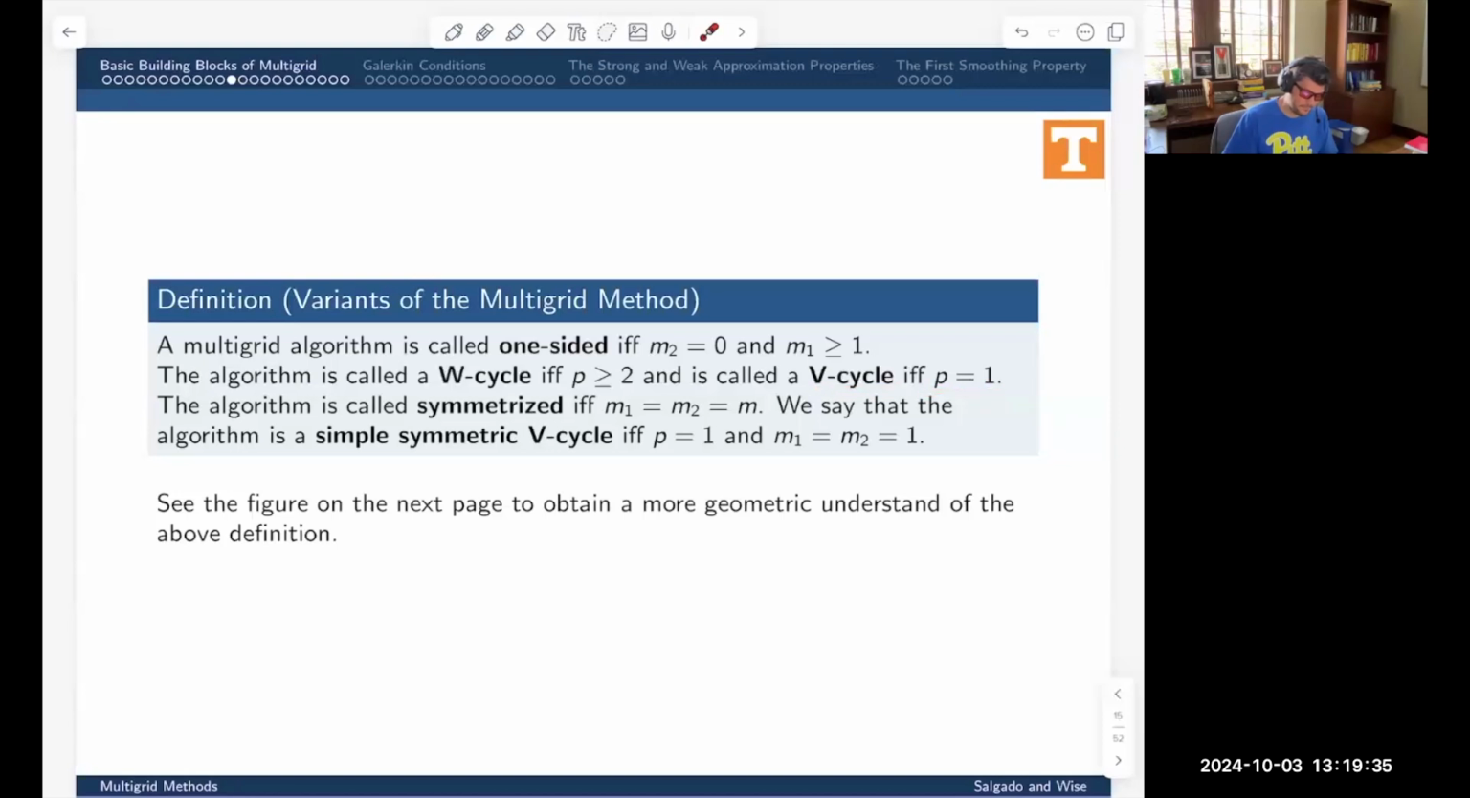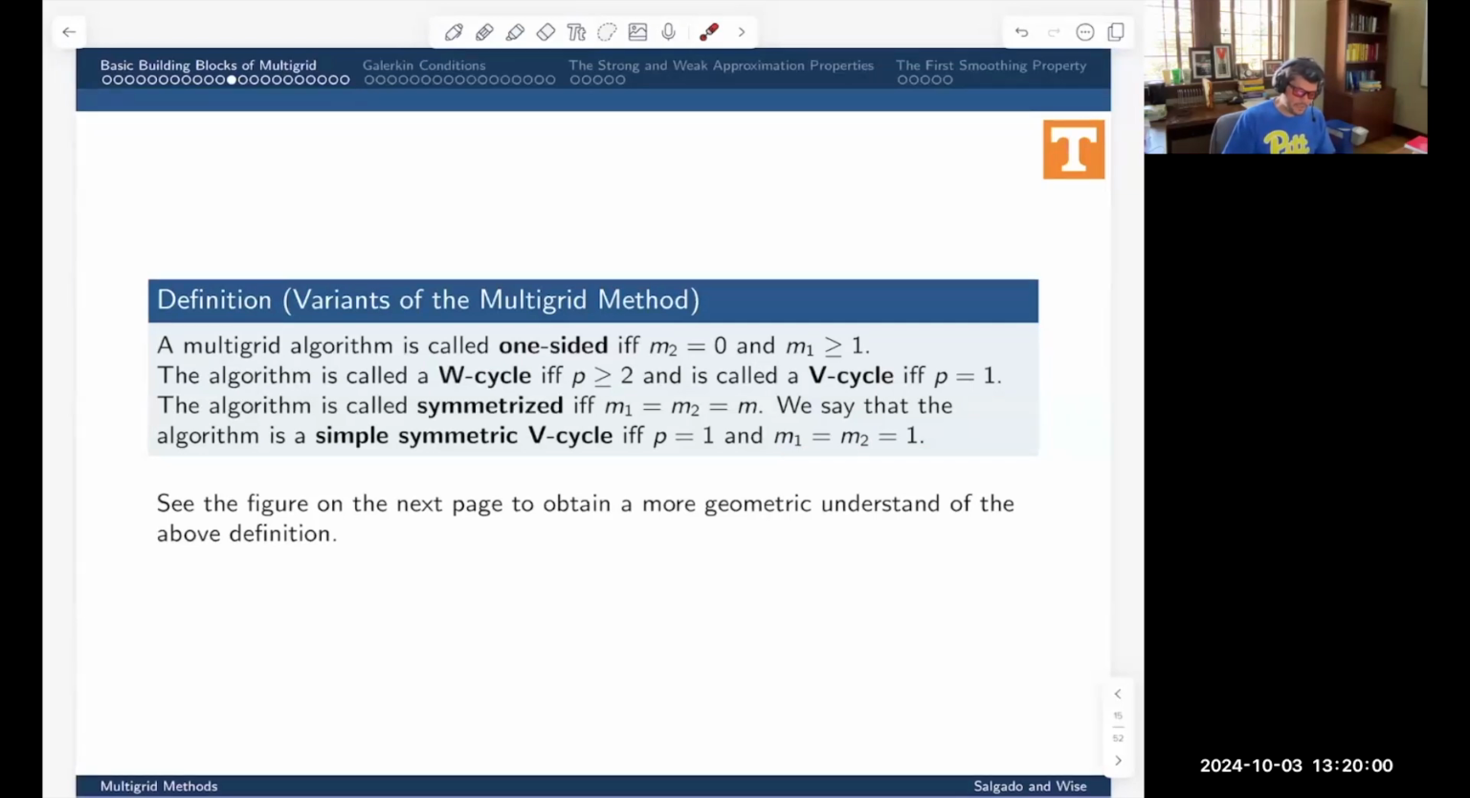The algorithm is called symmetrized or completely symmetric if M1 equals M2. And we say that the algorithm is a simple symmetric V cycle if P is equal to 1 and M1 and M2 are both equal to 1. It turns out that this method actually is going to converge for us. We could prove this.